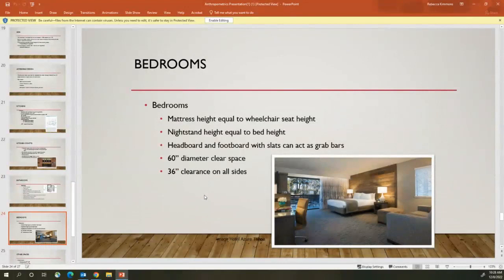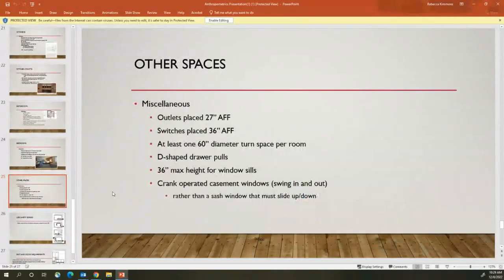Bedrooms are another thing that we often don't think about, and it's just some very simple things that make a big difference, like making sure the mattress height is equal to the wheelchair seat height. The nightstand height is equal to the bed height, so it's all easy to reach. Headboards and footboards with slats can actually act as grab bars to help people transfer from a wheelchair to the bed. And then again, making sure you have those clearances.